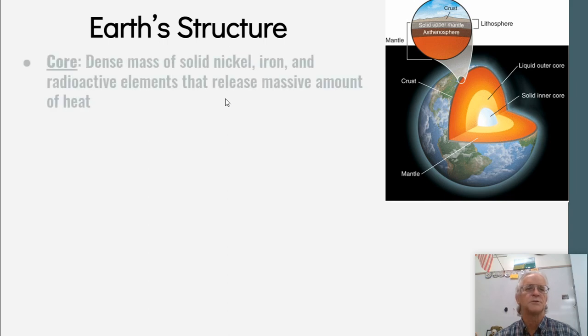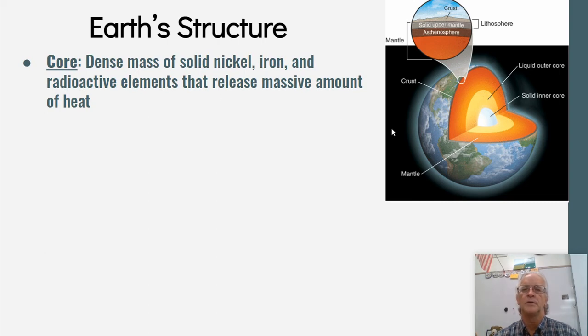So the Earth's structure is we have an inner core that is a dense mass of solid nickel, iron, and radioactive materials that produce a huge amount of heat. This center is one of the hottest places, super, super hot. Surrounding it is not as hot. It's still very hot, but it's liquid. Why is this solid and this is liquid? It's because this has so much pressure on it.